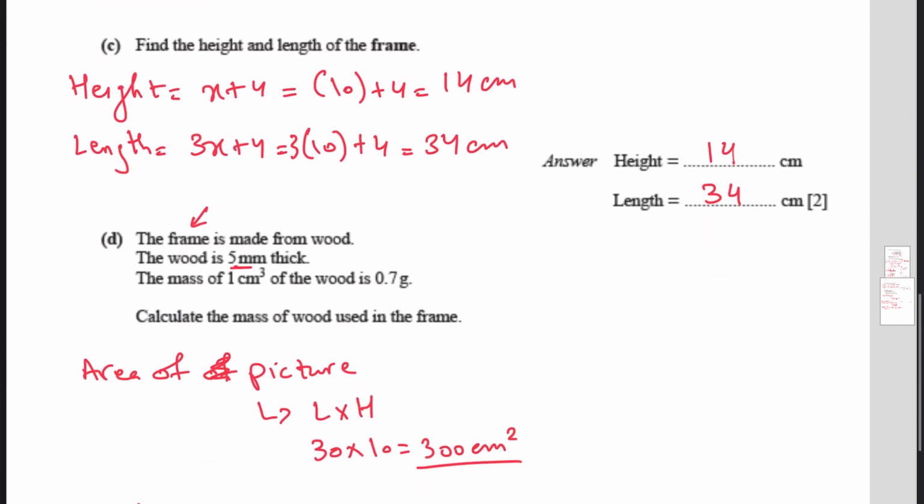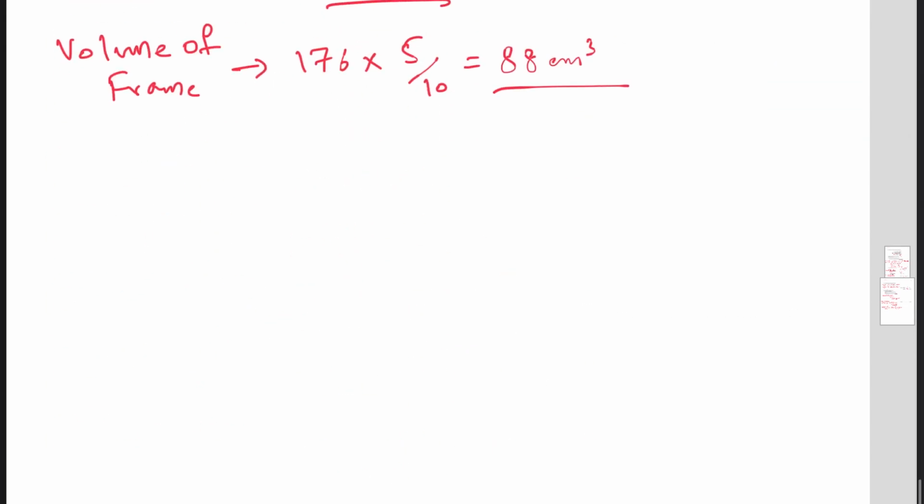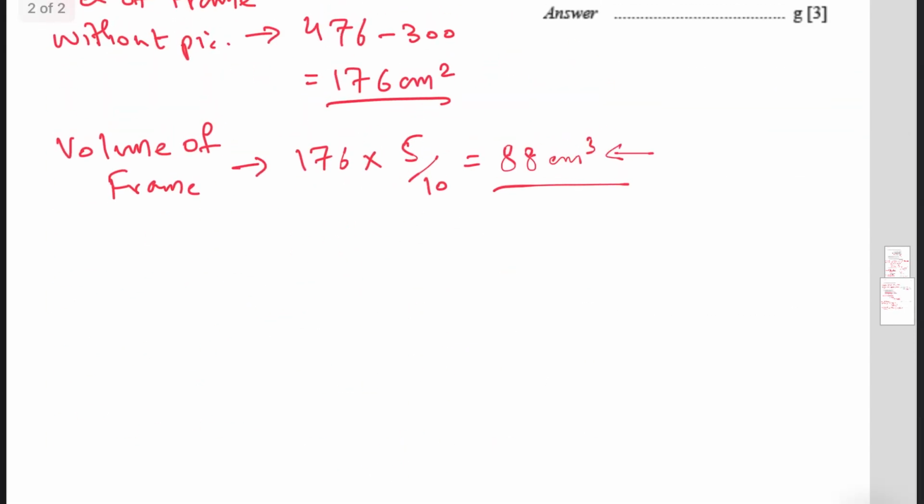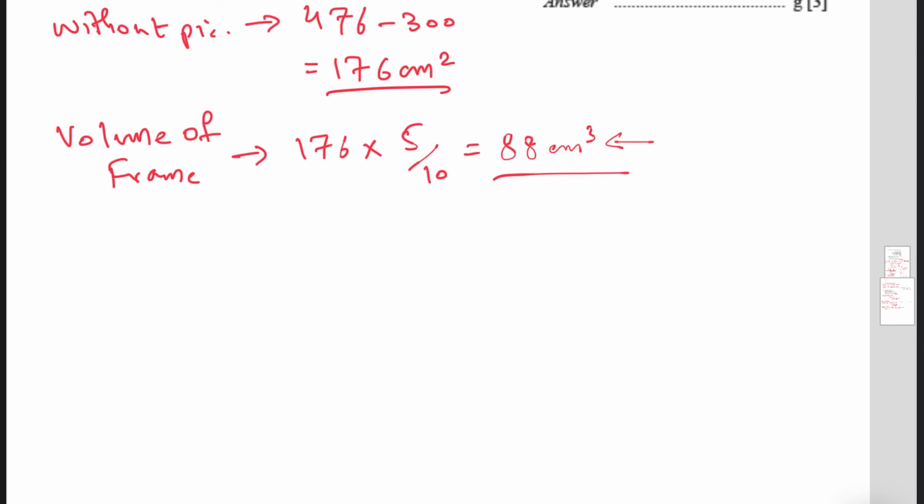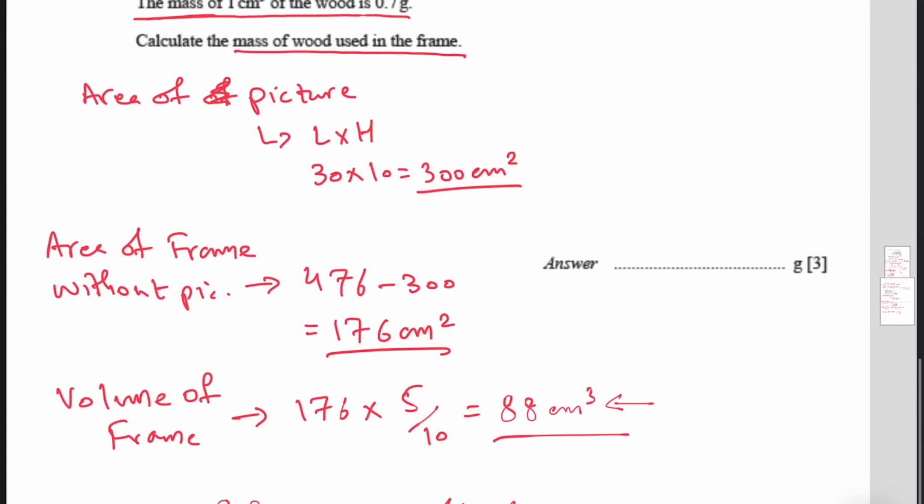But what do we have to find? We have to find the mass of wood used in this frame. So if the question says the mass of 1 centimeter cube of wood is 0.7 grams, what would be the mass of 88 centimeter cube? So what you do is simply multiply 88 by 0.7. Once we do that, we'll get the mass of the frame, which is 61.6 grams. So we write the answer over here, 61.6.